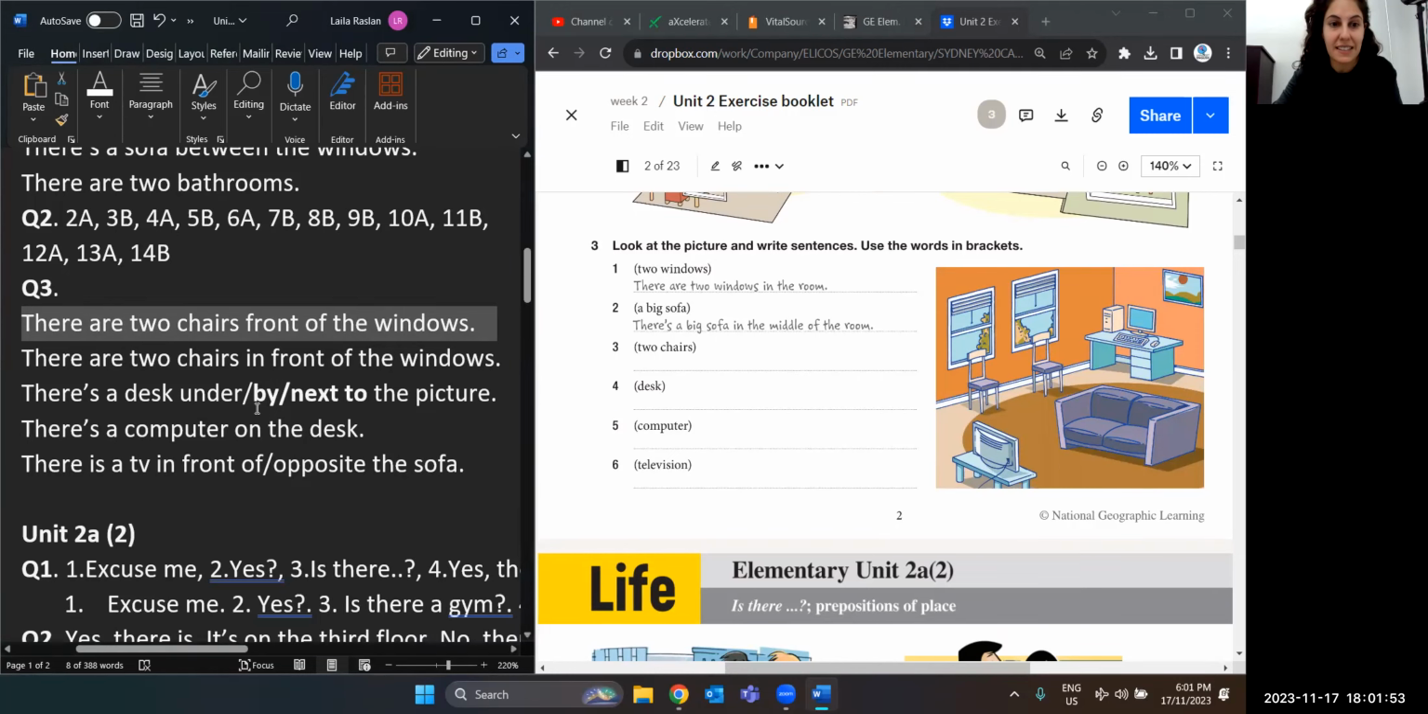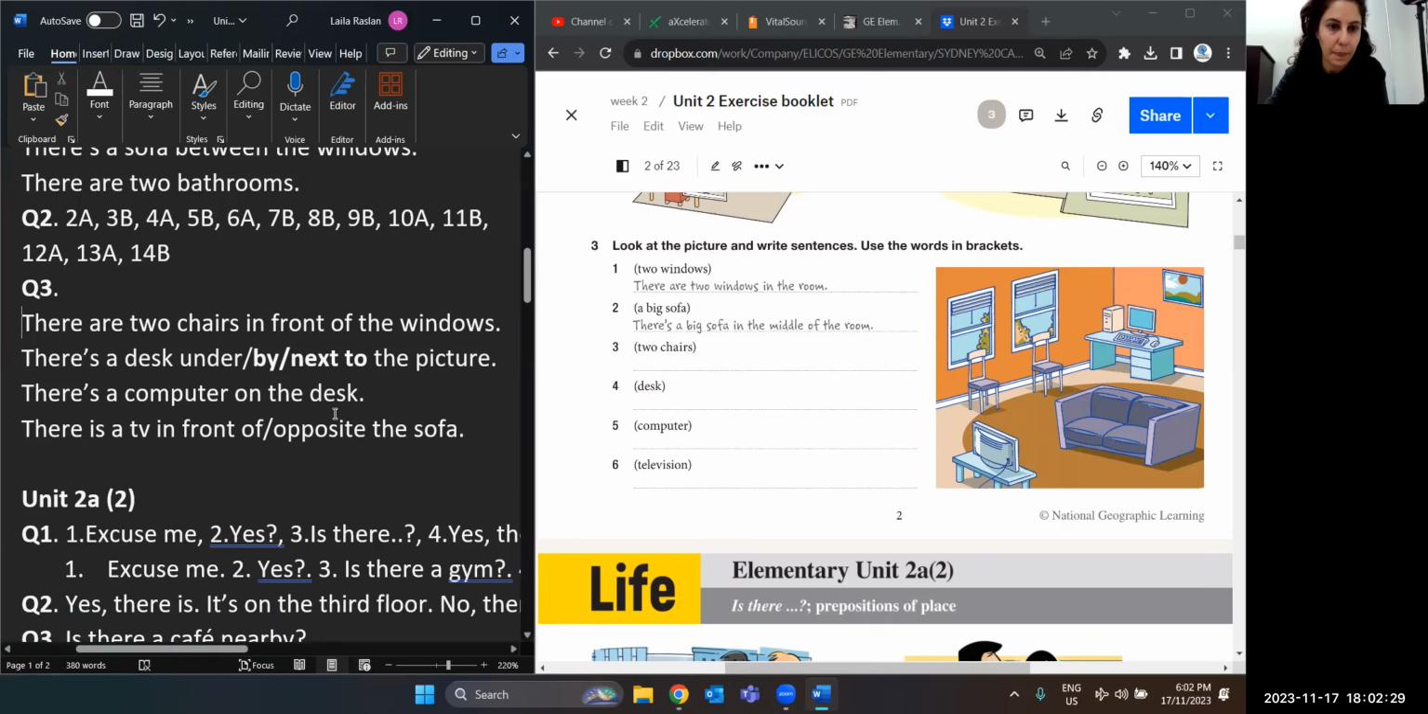Number 4, about the desk. On the right of the room. There's a desk. Sorry, which one? The right. Yeah, to the right of the room. So there's a desk to the right of the room. There's a desk under the painting or picture. There's a desk by or next to. They're all the same words. So they're just some other ways to say it.